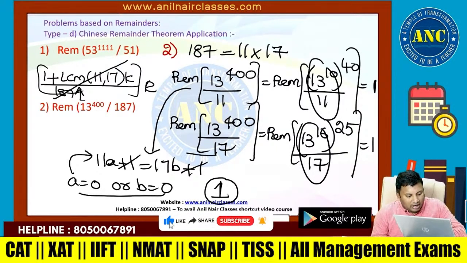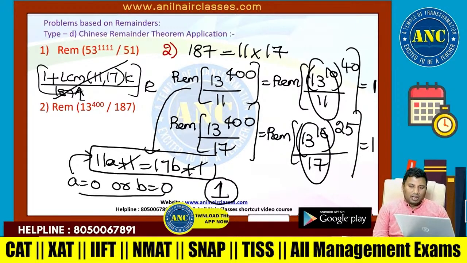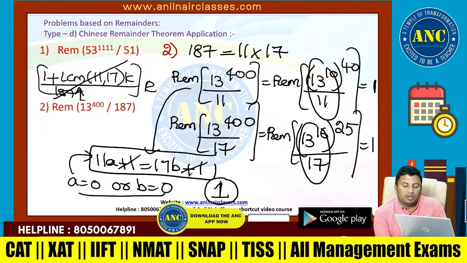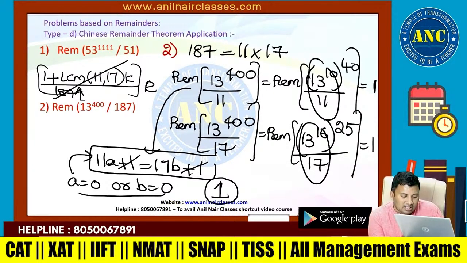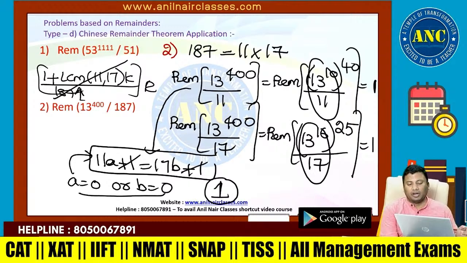11a plus 1 equivalent to 17b plus 1. 1 cancelled. Either a is 0 or b is 0. The answer is 1. Here itself you can check by using the answer options. The answer when divided by 11 should give remainder 1. The answer when divided by 17 should give remainder 1. I hope it is clear.